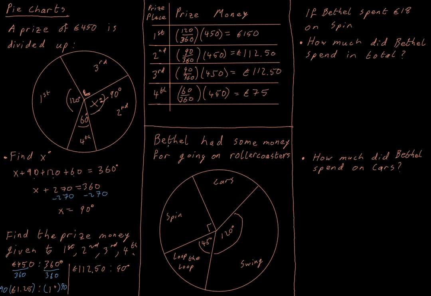Now, separate question. Bethel had some money for going on roller coasters. So we have broken up the amount of money, or fractions of money, that Bethel spent on the games Spin, Cars, Swing, and Loop-the-Loop. If Bethel spent 18 euro on Spin, how much did Bethel spend in total? So I'm going to write that information into my diagram. So Spin is here, and that was 18 euro.